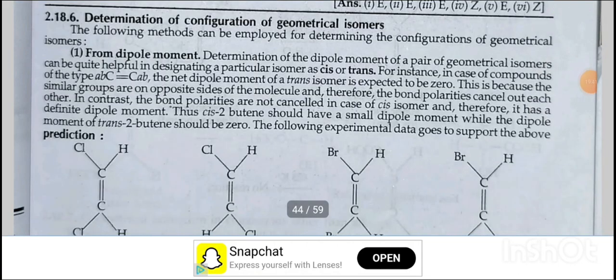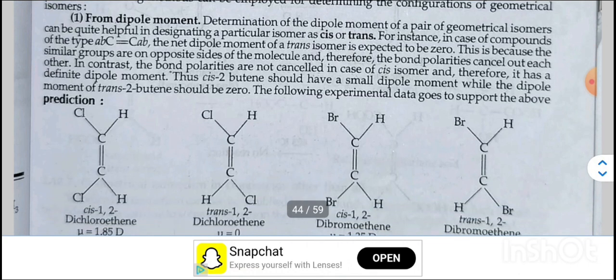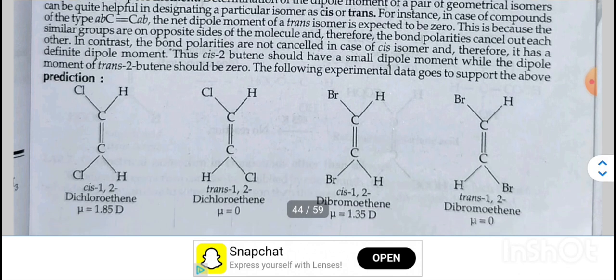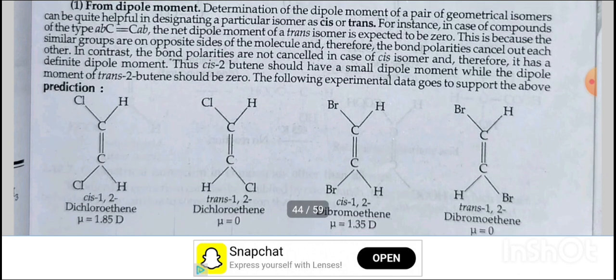Determination of configuration of geometrical isomers. The following methods can be employed for determining the configuration of geometrical isomers. From dipole moment: determination of dipole moment of a pair of geometrical isomers can be quite helpful in designating a particular isomer as cis or trans. For instance, in case of compounds of type ABC=CAB, the net dipole moment of a trans isomer is expected to be zero.